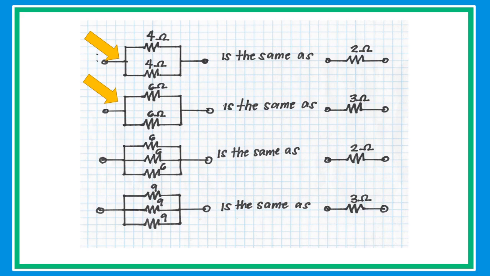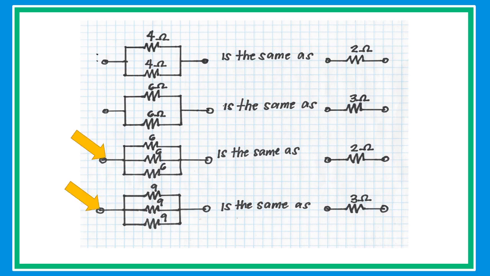If we have two resistors that are connected in parallel that have the same value, the equivalent resistance is simply half of the value. In the example, we have two 4 ohm resistors connected in parallel. Then the half is 2 ohms. Just the same on a 6 ohm resistor, the half is 3.